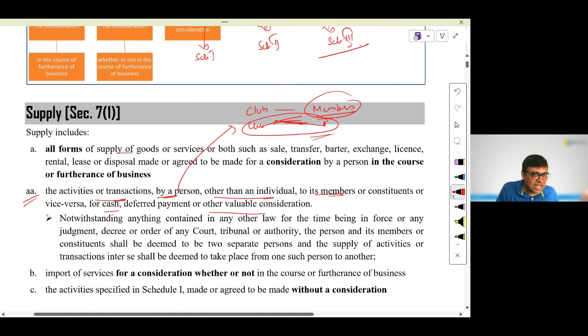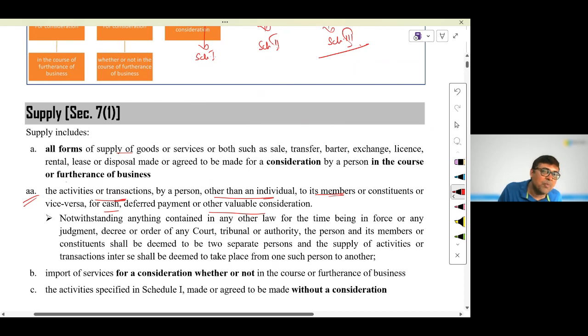Ideally, as per income tax law, the income arising to the club may not be treated as income due to the doctrine of mutuality. But our GST law suggests that the doctrine of mutuality is not applicable in this type of cases. That means the club is liable to pay GST on the services provided to its members against consideration.